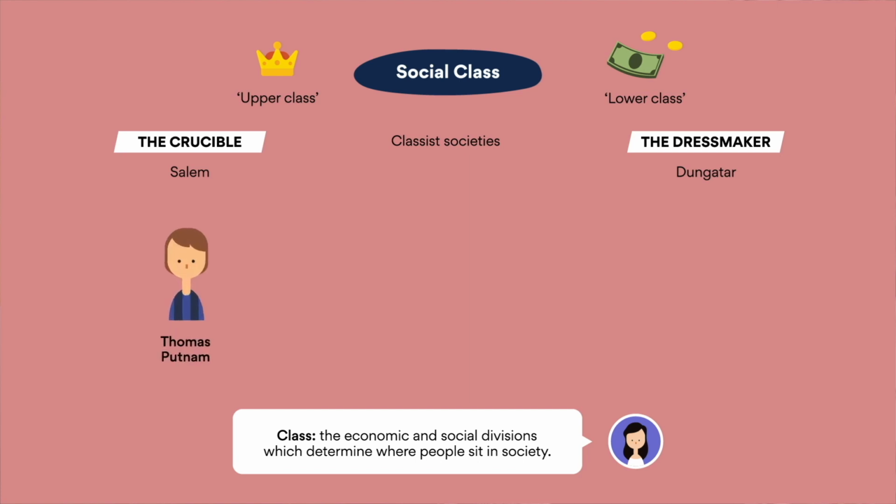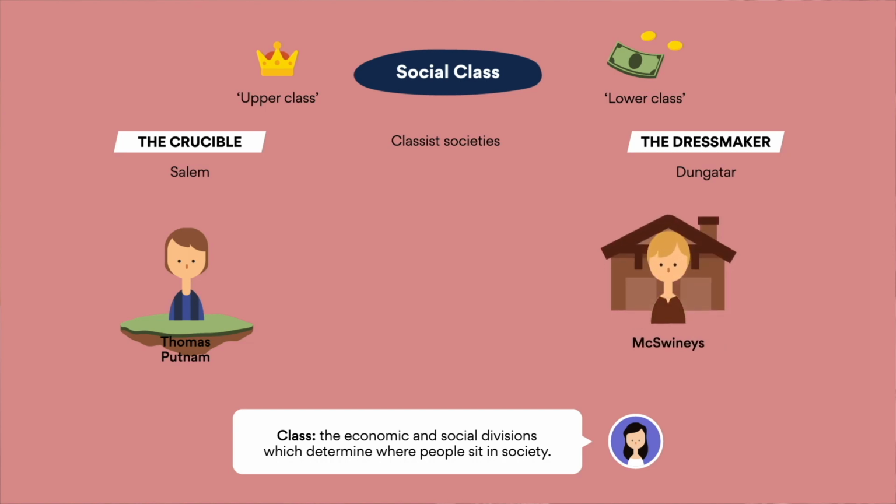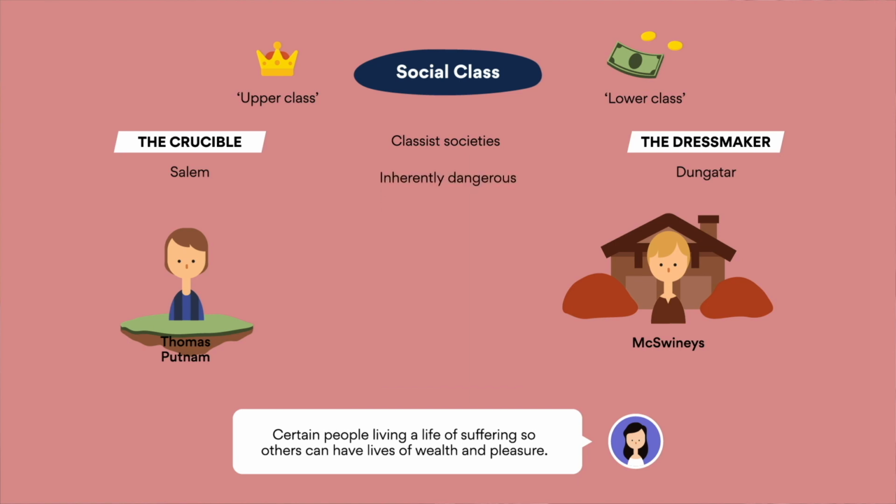Whilst Thomas Putnam steals the land of poor Salemites accused of witchcraft, the McSweeneys are left to live in absolute poverty and never leave the tip where they have lived for generations. Dungatar and Salem view this social division as a given and reject the idea that there is anything wrong with certain people living a life of suffering so others can have lives of wealth and pleasure. As such, for both Salem and Dungatar, the very idea that anyone could move between the classes and make a better life for themselves is inherently dangerous.